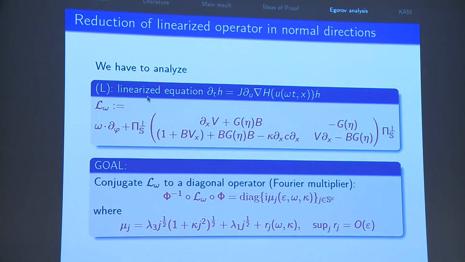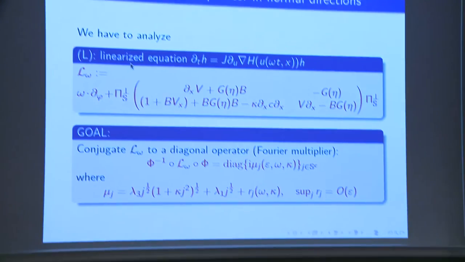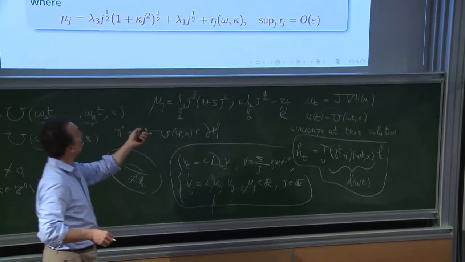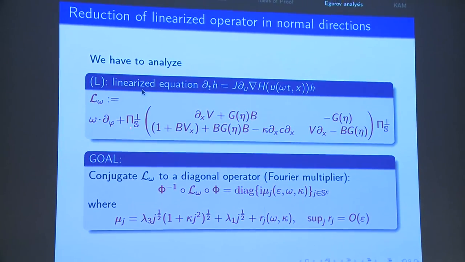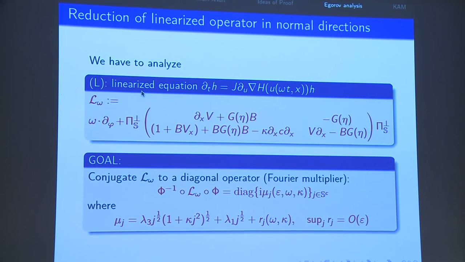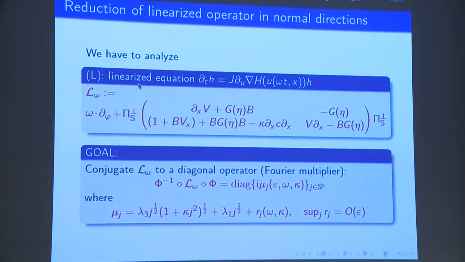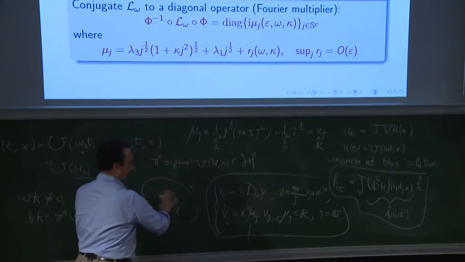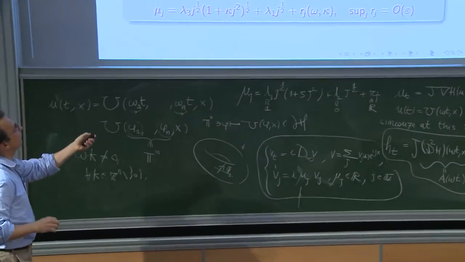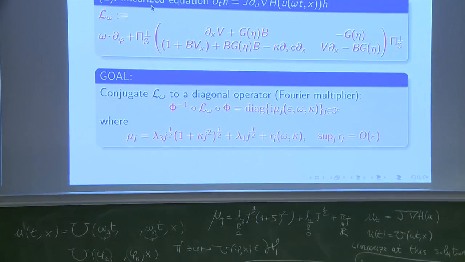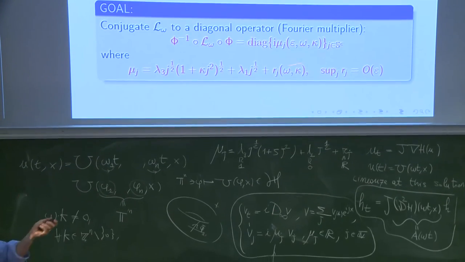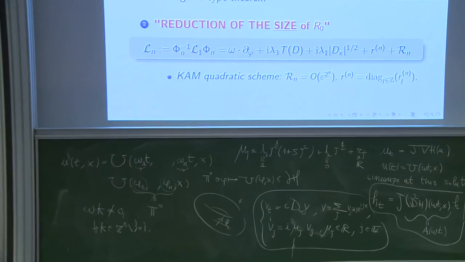And I repeat that the goal is to find a conjugation, a suitable change of variables phi, which conjugates this to a very simple operator here. Okay, here I have already put in the operator restricted to the directions which are normal to the tangential dynamics. So, okay. And I said that the core is to compute this asymptotic expansion of the eigenvalues.